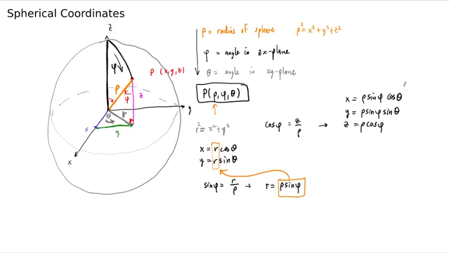All right, and so this is the coordinate transformation. If we know the spherical coordinates, we can get back the x, y, z coordinates. And this is the way we're going to use this when we integrate. So this is the transformation that we really care about.